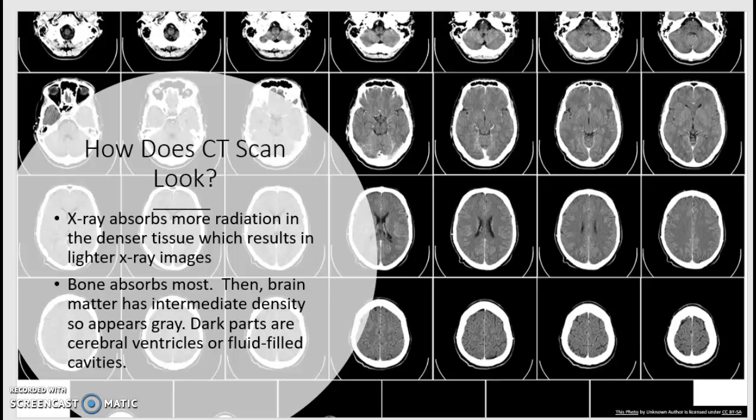How does a CAT scan look? X-ray absorbs more radiation in the denser tissue, which results in lighter X-ray images. Bone absorbs the most. Then brain matter has intermediate density, so it appears gray. Dark parts are the cerebral ventricles, or the fluid-filled cavities.